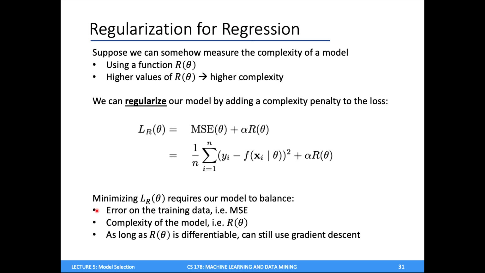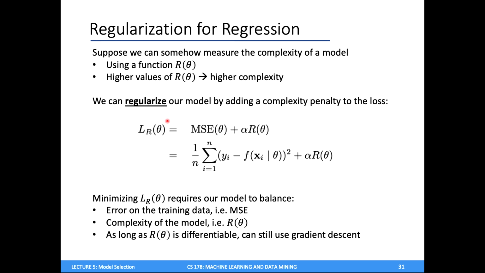The first is that the model needs to make the MSE as small as possible, so it's trying to minimize the error, but it's also trying to keep the complexity of the model small at the same time. So if the MSE is really small, but you have to have a very complex model in order to achieve that, the overall loss, L sub r, is going to be really large. So the idea is our model is balancing how well it fits the data versus how complex the model is. And as long as we choose this r of theta function to be differentiable, then we can fit a model using this loss function, using the gradient descent algorithm as we've seen.